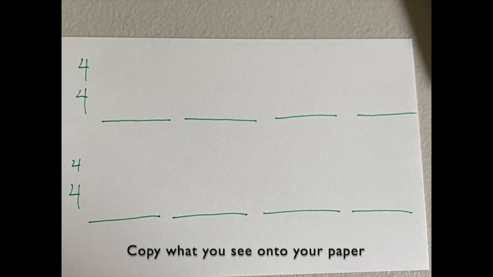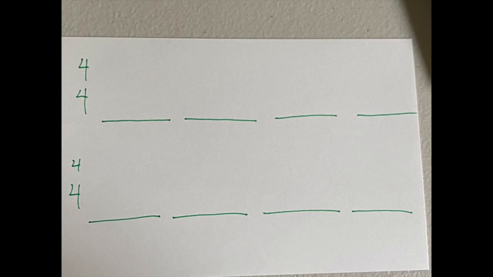Okay, now it's your turn. You're going to copy exactly what I wrote onto your piece of paper. 4/4, and then next to it, 4 blanks. Make them big enough so you have room to draw. And then you're going to do that again underneath it, so leave room for a second line.